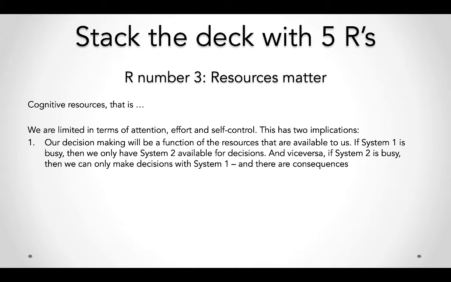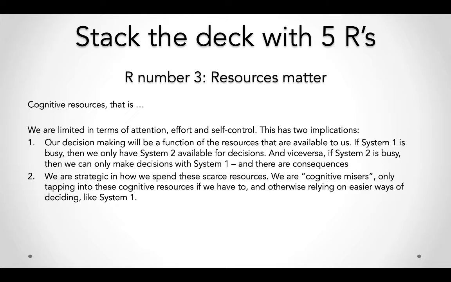One, our decision making will be a function of whatever resources are available to us at that moment. If system 2 is available, we can make a slow, calculated decision. If system 2 is busy, then we only have system 1 to make a decision. And not only is system 2 sometimes busy, but system 2 doesn't want to participate, as we know it is a little bit of a lazy policeman, as Daniel Kahneman calls it.